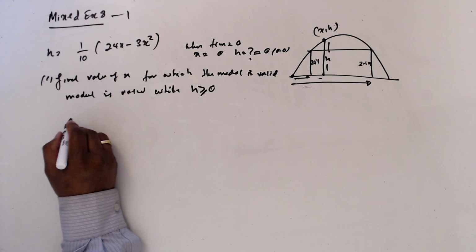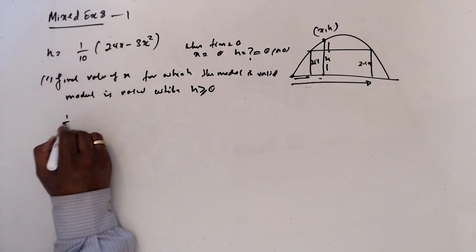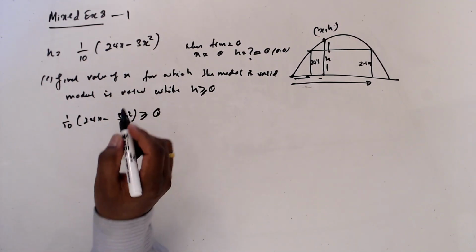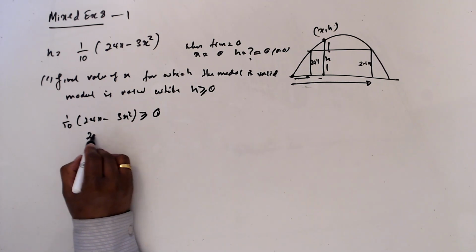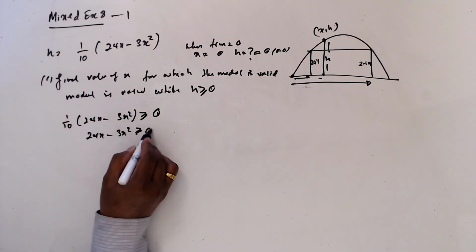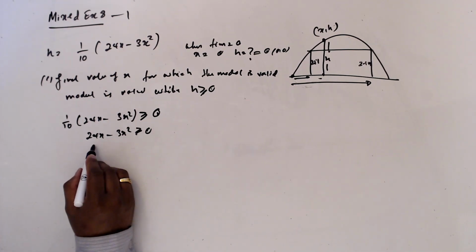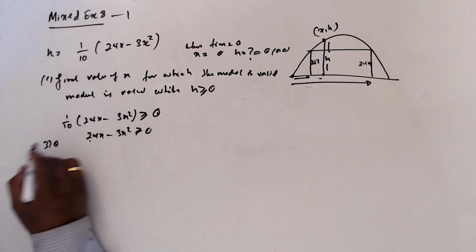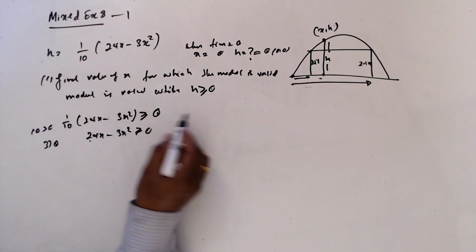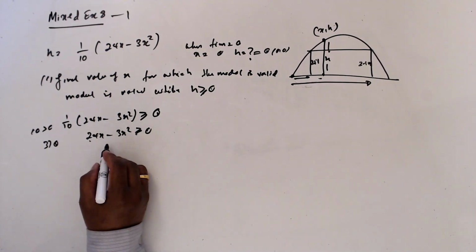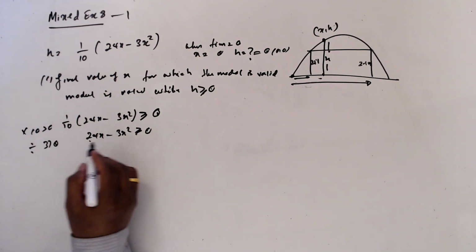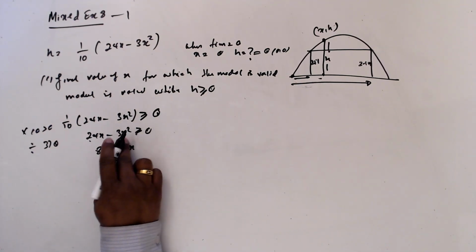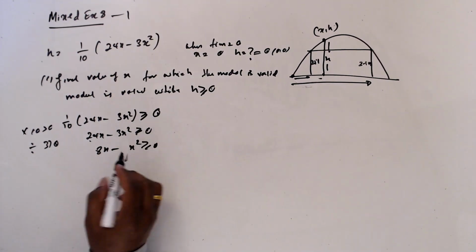Then according to this one, what is h? h is 1 over 10 times (24x minus 3x squared), which has to be greater than or equal to 0. Then this is 24x minus 3x squared greater than or equal to 0. I can divide by 3 and 10 because they are greater than 0, so the inequality stays the same. So this is going to be x times (8 minus x) greater than or equal to 0.